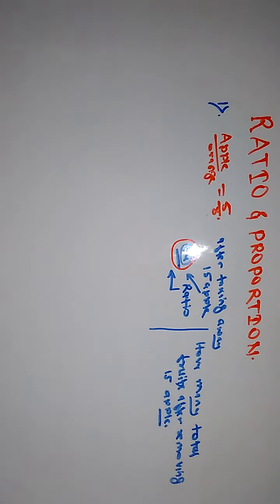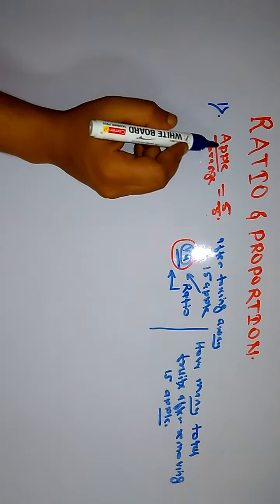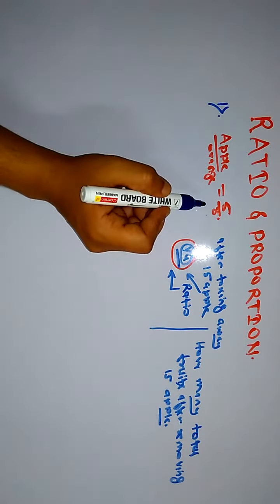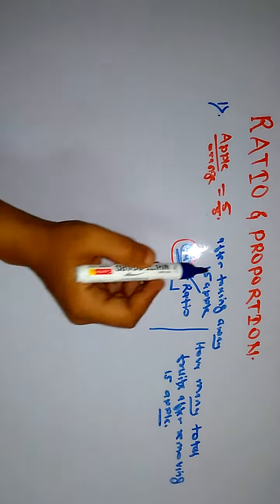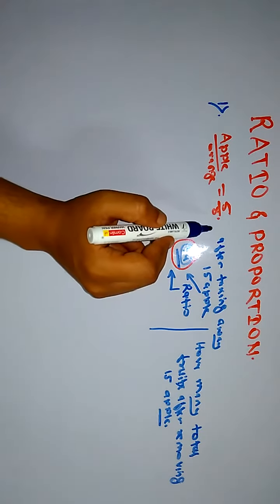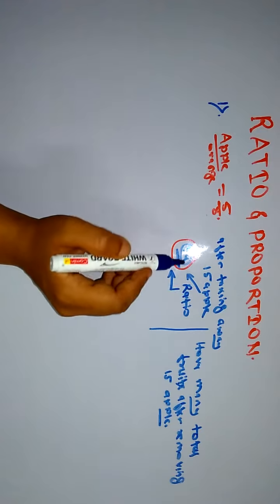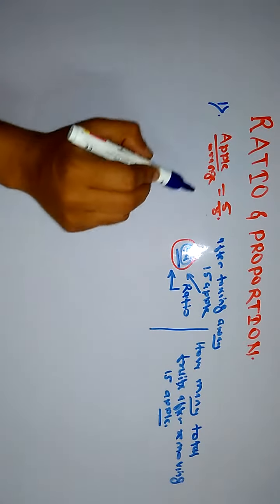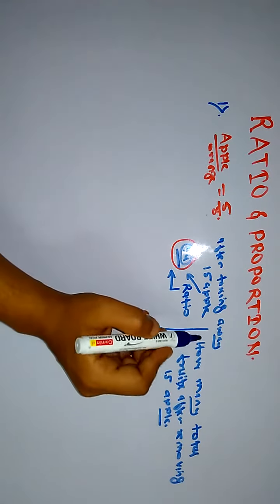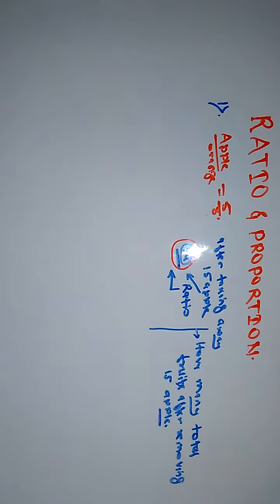The first question says that the apple to orange ratio is 5:8, and if I remove 15 apples from the total number of fruits, the ratio of apple to orange becomes 1:4. So how many total fruits will remain after removing 15 apples?